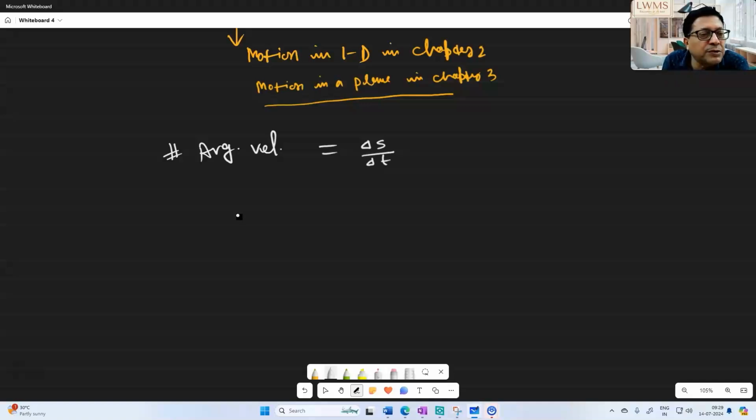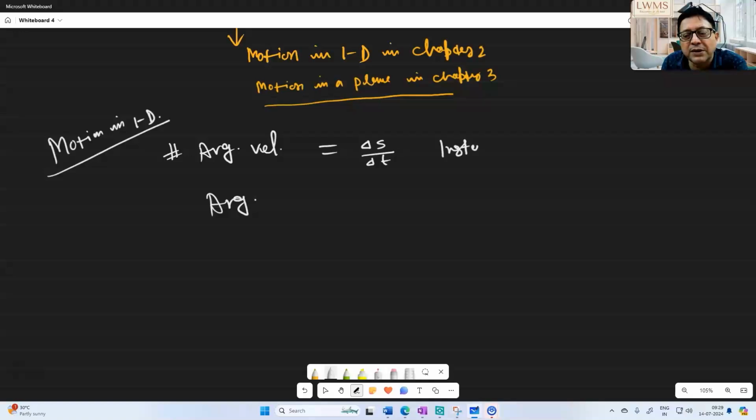This I am talking about motion in 1D. Average velocity is delta S by delta T. And then instantaneous velocity is what? Instantaneous velocity V equals limit delta T tending to 0 of delta S by delta T. I just remind you this concept also. This is nothing but ds by dt.